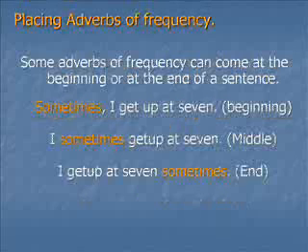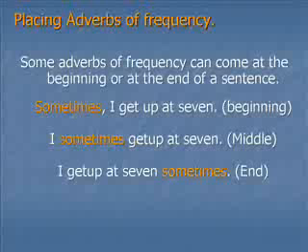Sometimes adverbs of frequency can come at the beginning or at the end of a sentence. So some adverbs of frequency can come, but not all of them, but some of them can come. And you shall know this thing with your practice, right, when you get into this language. So, sometimes I get up at 7. So here sometimes is an adverb of frequency which is coming at the beginning of this sentence.